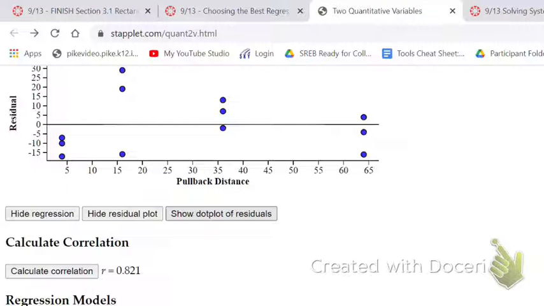So again, our R squared here is 0.674. Remember, the interpretation of R squared is that this is telling me that about 67.4% of the variation that we're seeing in that distance traveled, the changes in the distance traveled, can be accounted for by this quadratic relationship.